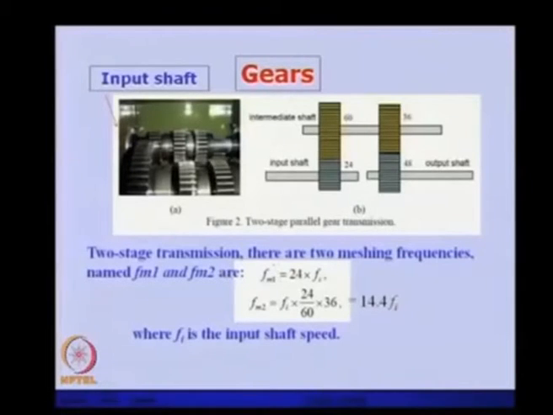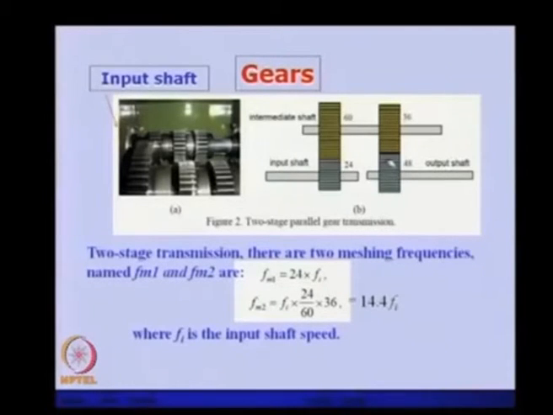So first is between these two. The input shaft speed is this one, Fi, and if you multiply by the number of teeth of the pinion, we will get FM1. So this is one of the tooth meshing frequencies. We could have taken this number of teeth and the speed of this shaft, and we could have got the same value. Another pair is this one.